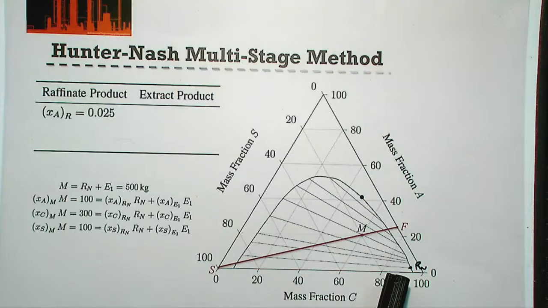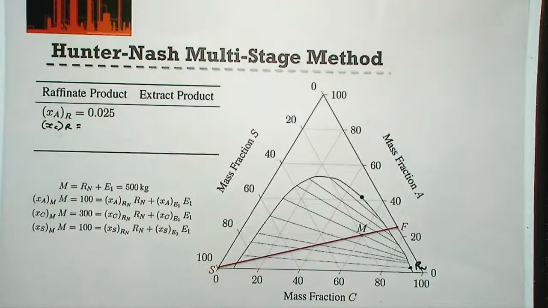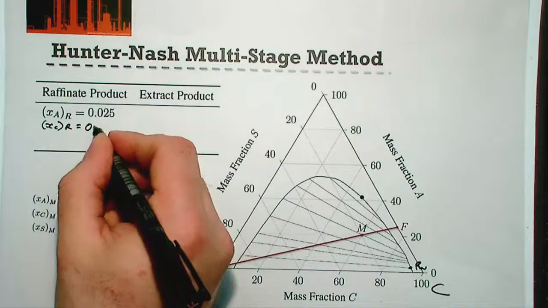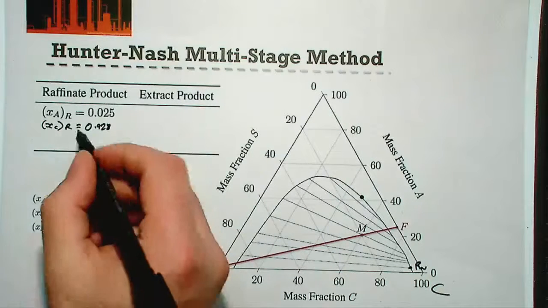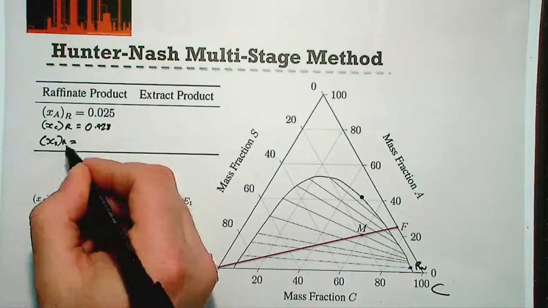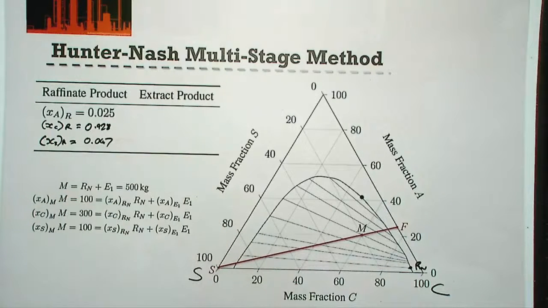So what we can do is we can actually use plotting that point now to read off the compositions of the other components in our raffinate product. So our carrier, which is our C, this corner, that is about 92%. And our solvent, which is this corner, is about 4%. Okay?